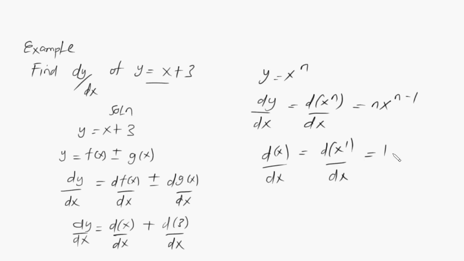So the answer will be 1 x power 1 minus 1. So that's 1 minus 1 is just 0. So it's like 1 x power 0. What's x power 0? It's 1. 1 times 1 is just 1. So the answer is 1.